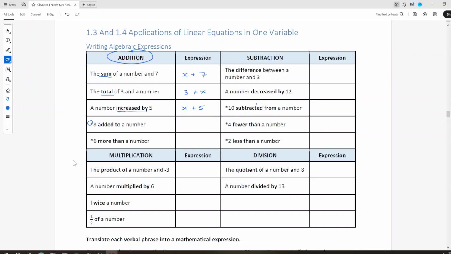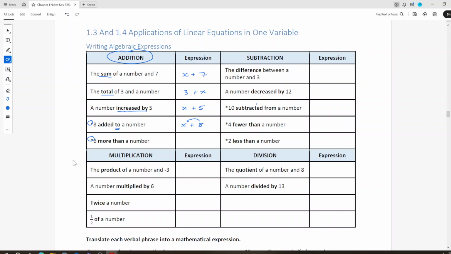Now these ones I've put stars beside them because they're action words. Instead of writing it as you see it, so for this one, the sum of a number and 7 is x plus 7. The total of 3 and a number, 3 plus x. A number increased by 5, x plus 5. When you read this one, it says 8 is added to a number. It means that you're supposed to write it as x plus 8.